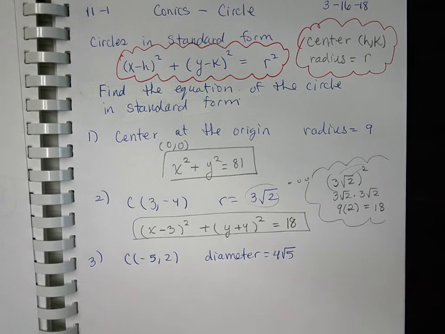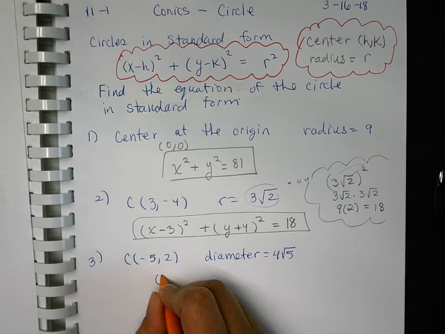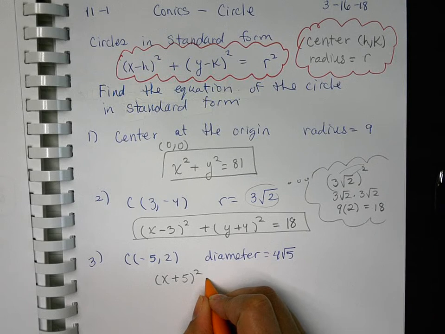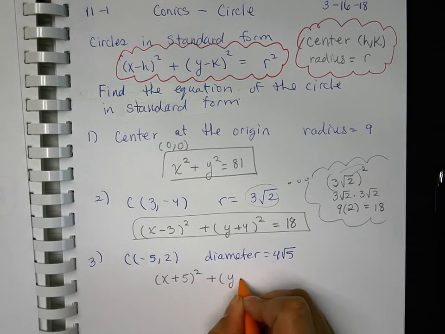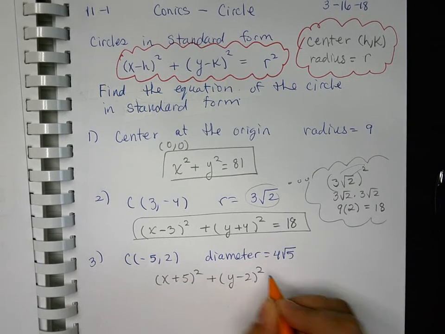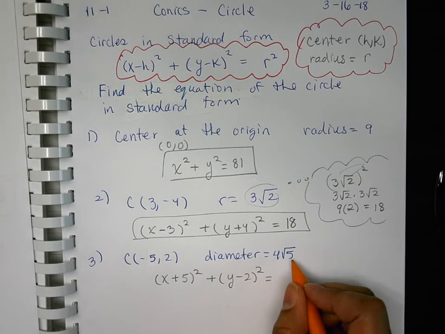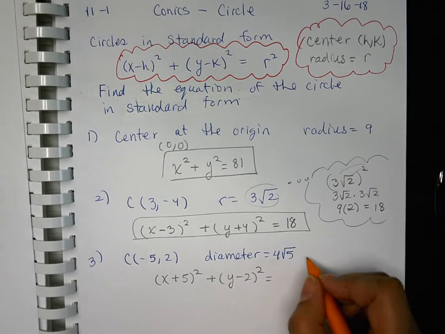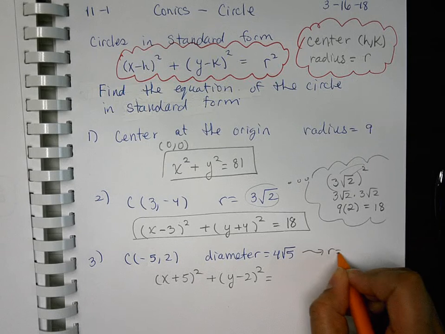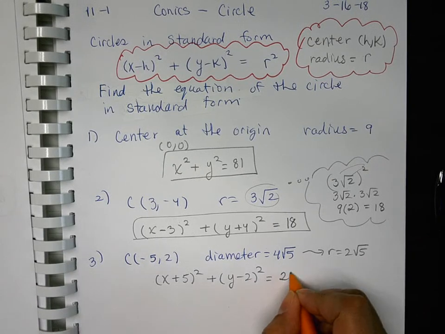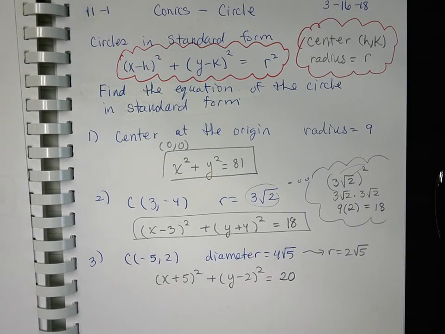What do we have in our parentheses? (x plus 5) quantity squared plus y quantity squared equals... has anybody squared this already? Did you square this or half of this? Half. So the radius is 2 root 5. Anybody have what you have when it's squared? Yes, 20. Anyone else agree with the 20? Yes. Does anybody need to see the work for the 20?